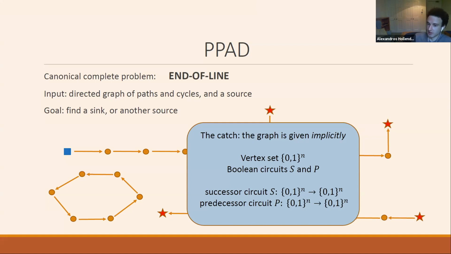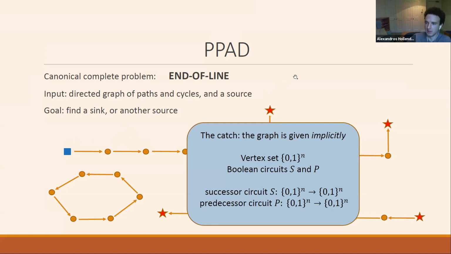Namely, the vertex set is all bit strings of length n, and you're given Boolean circuits S and P that compute the successor and predecessor in this graph. What I mean by that? Well, if you input this vertex into the successor circuit, it would tell you this guy over here is a successor. And if you input this bit string into the predecessor circuit, it will tell you this is a predecessor.